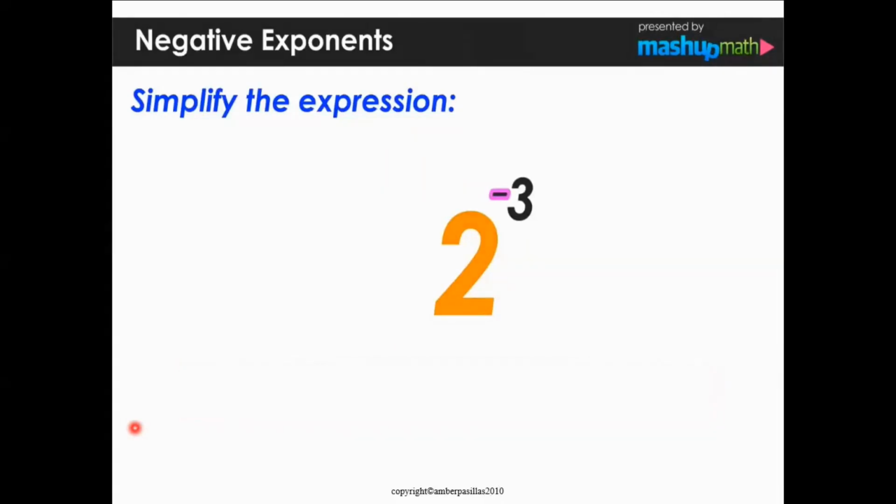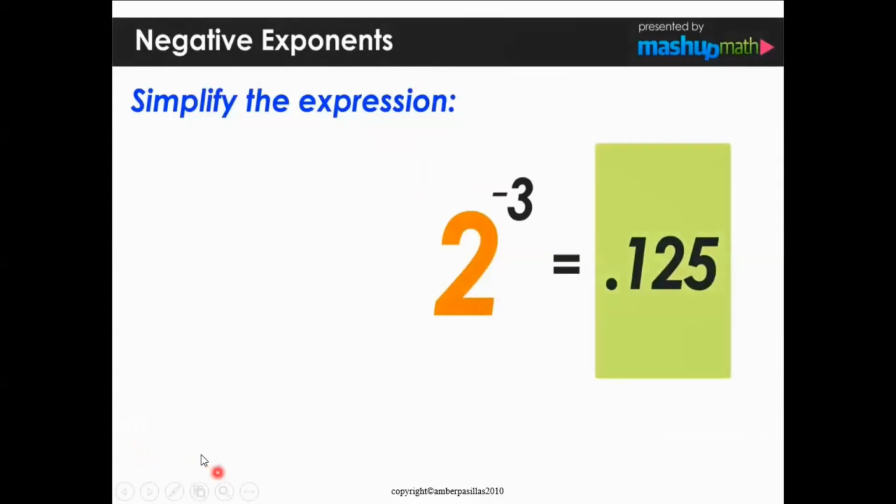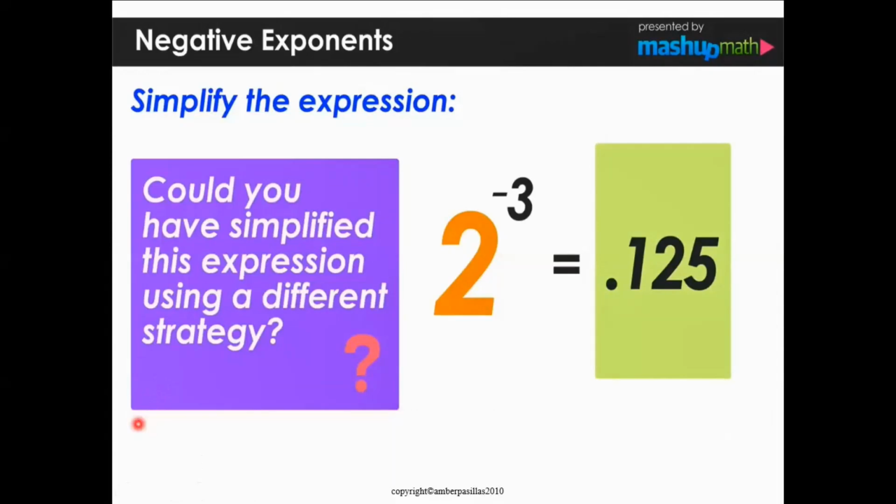And we know that since our exponent is negative, we can rewrite this as 1 over 2 to the 3rd power. Again, we remove the negative sign. We also know that 2 to the 3rd power is equal to +8. And if you include that, 2 to the -3rd power is equal to either 1 over 8 or 0.125. Now, there are different ways to tackle a problem like this that will still get you to the same correct answer. So I'll leave you with a question: could you have simplified this expression using a different strategy?